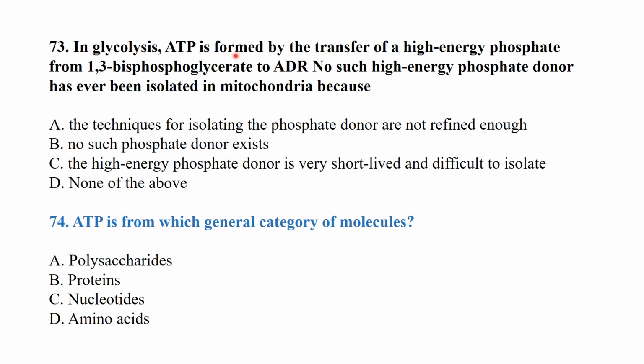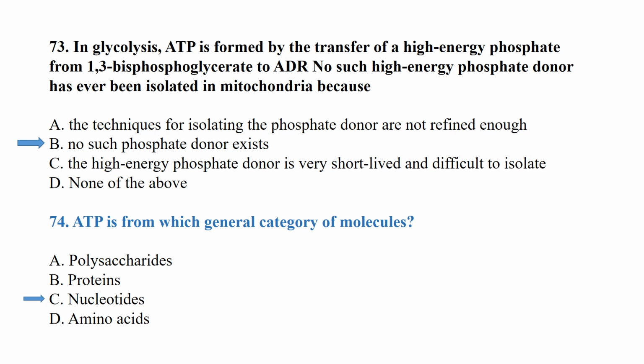In glycolysis, ATP is formed by the transfer of high-energy phosphate from 1,3-bisphosphoglycerate to ADP. No such high-energy phosphate donors have ever been isolated in the mitochondria because no such phosphate donor exists. वहाँ पे कोई phosphate donor exist नहीं करता. ATP is a form of which general category of molecule? तो ATP is mainly nucleotide की कैटेगरी में आता है.